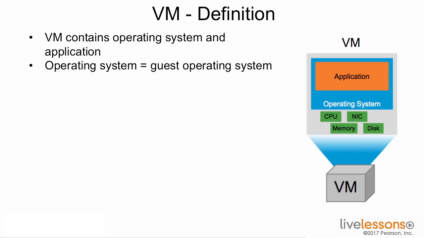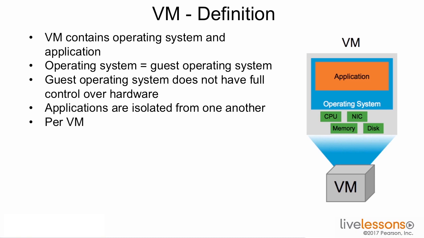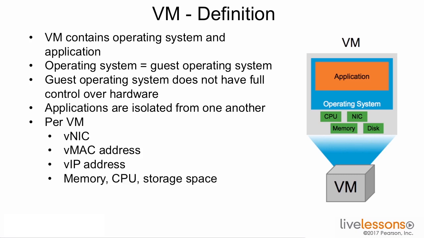The operating system is the guest operating system. And in these situations, the guest operating system does not have full control over the hardware, but instead, those resources are assigned by the hypervisor. Applications are isolated from one another, and per VM, you assign virtual NICs, virtual MAC addresses, virtual IP addresses, memory, CPU, and storage space.